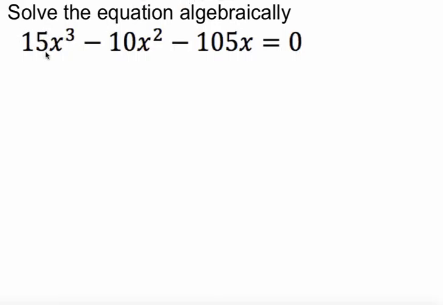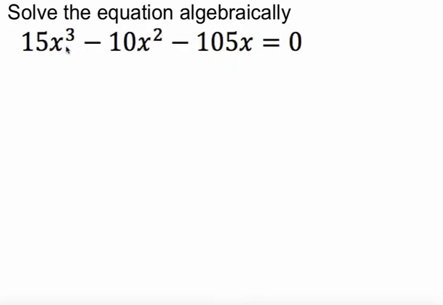Solve the equation 15x cubed minus 10x squared minus 105x equals 0 algebraically. Now you might be looking at this problem and already getting a little freaked out because all the problems that we've done before had an x squared and now we're throwing in an x cubed. In fact, the problem seems almost compounded by the fact that there's an x in every single one of the terms. So what are we going to do about this problem?